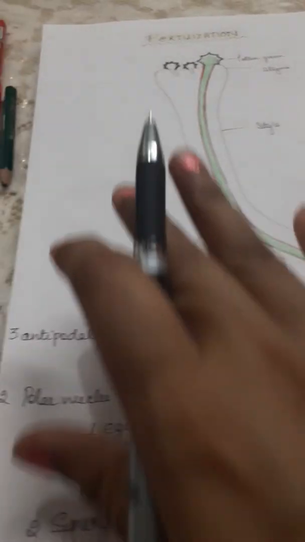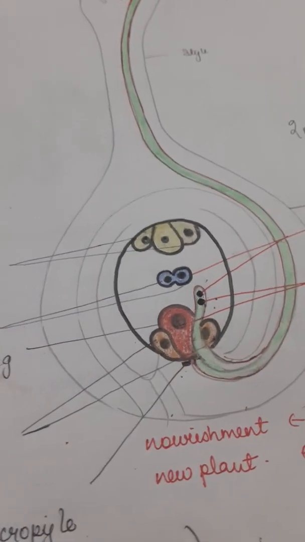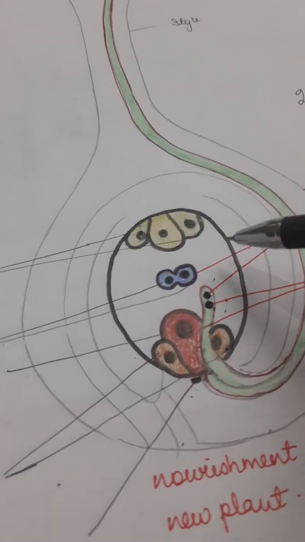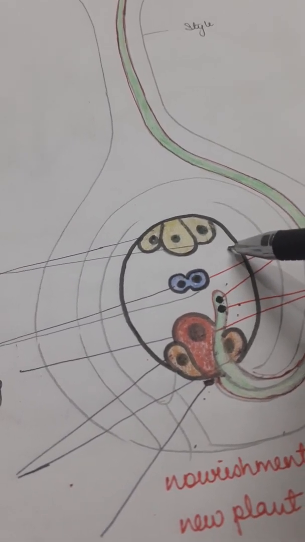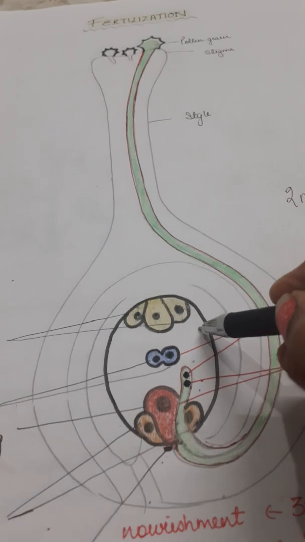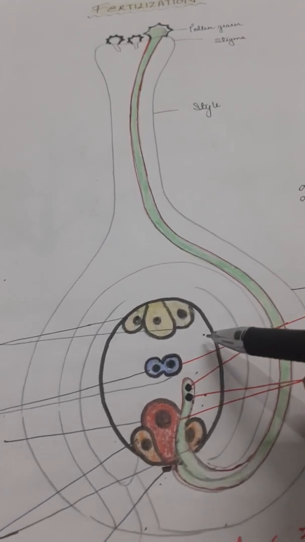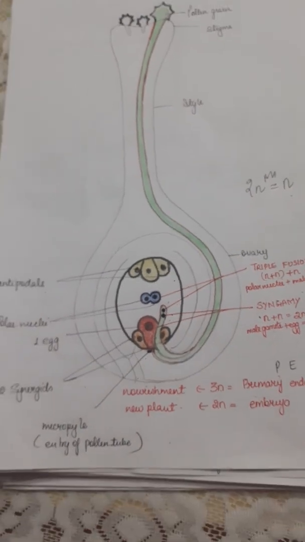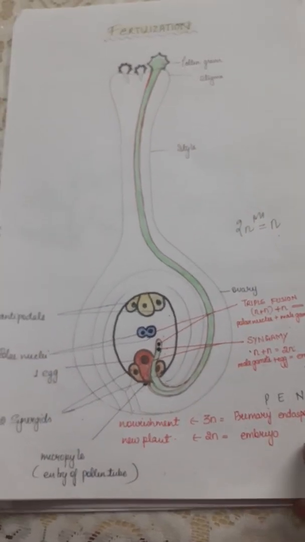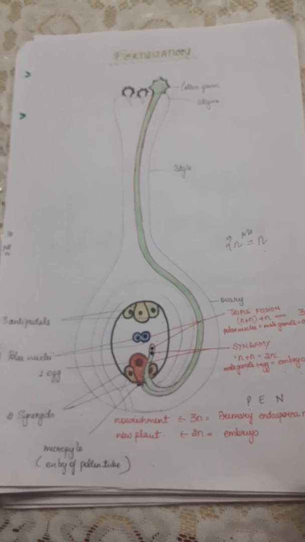So this is the fertilization act that is happening, where you have the haploid part of the ovary, known as the embryo sac. The embryo sac is always formed after meiosis because it is haploid, and the male gametes are also formed because of meiosis, and that is why they are also haploid.